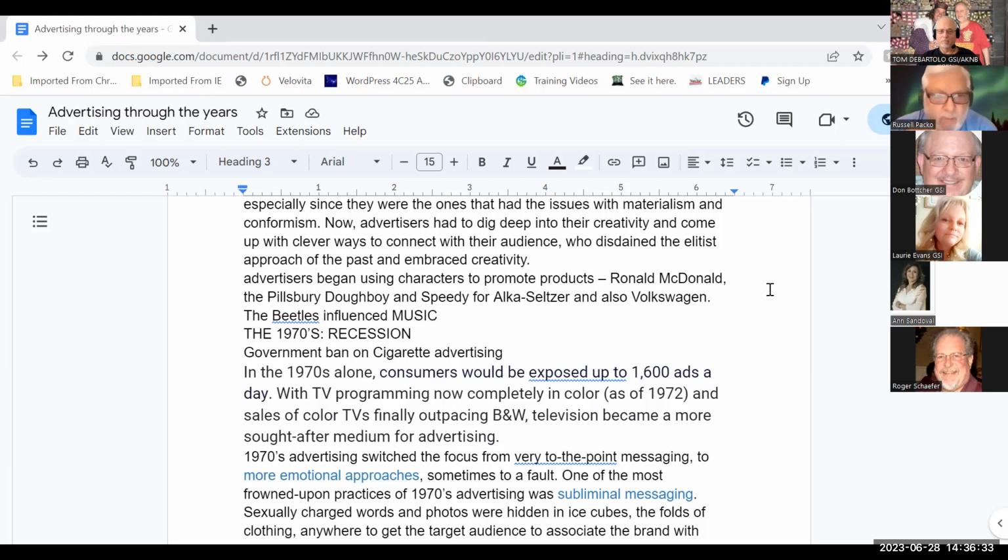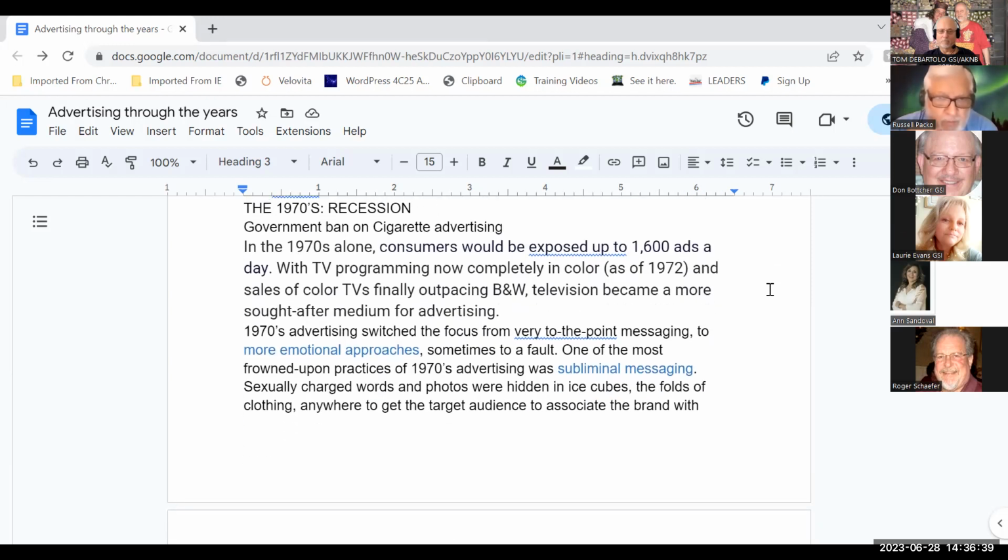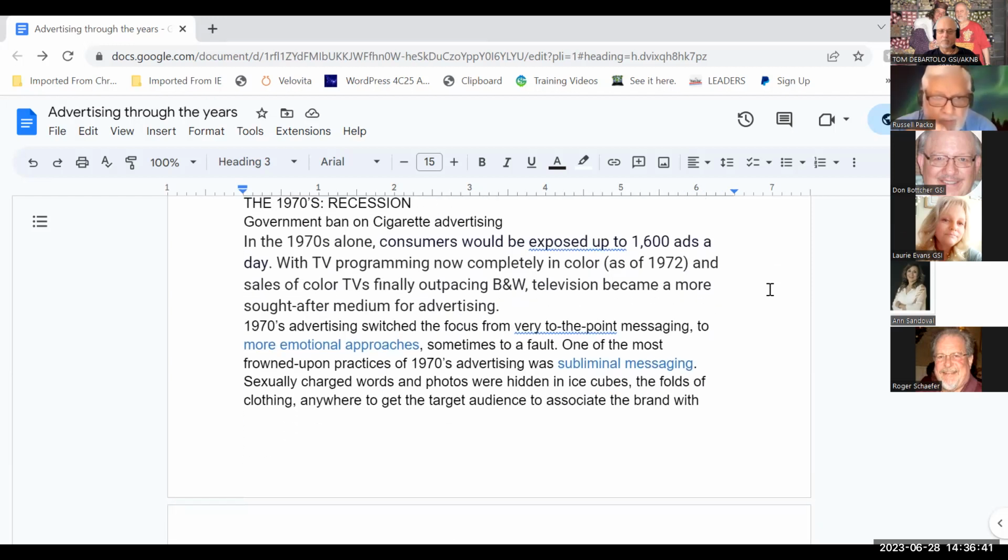The 70s, we went into a recession and the government began their ban on cigarette advertising. In the 1970s alone, consumers would be exposed up to 1,600 ads a day. I can't imagine 1,600 ads, but that's what it says.